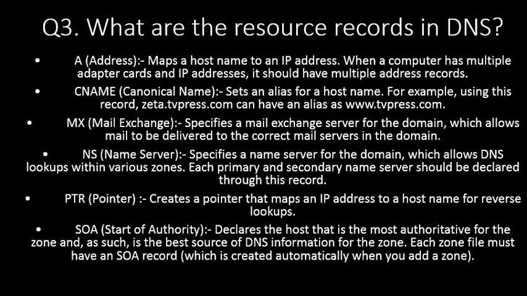NS, name server. Specifies a name server for the domain, which allows DNS lookup within various zones, which primarily and secondarily zone servers should be declared through this record. PTR, pointer. Creates a pointer that maps an IP address to a host name for reverse lookup.